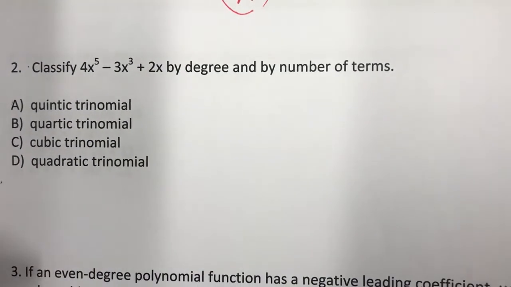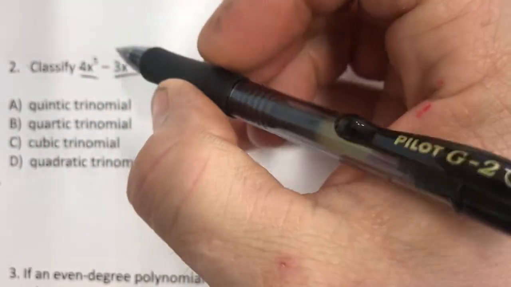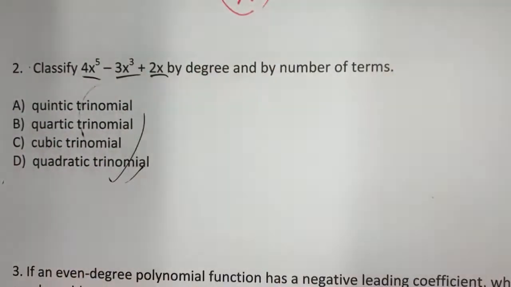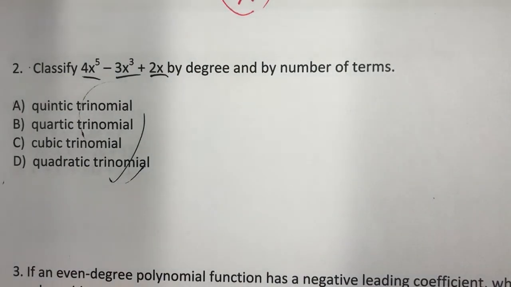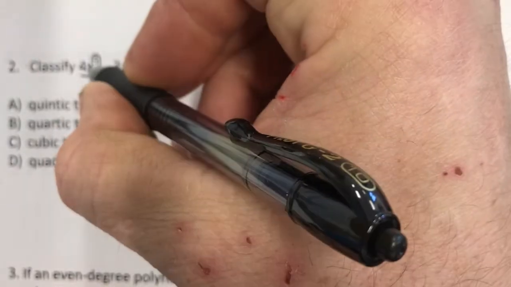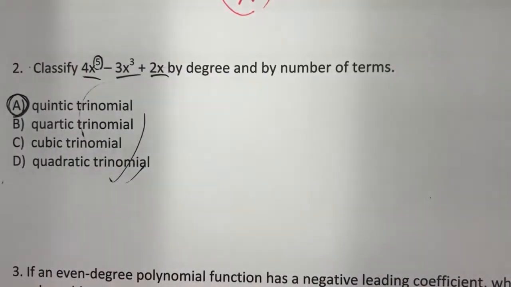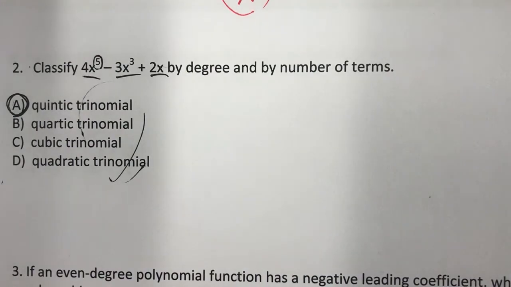All right. Number 2. Classify this polynomial by its degree and by the number of terms. All right, so we see here it's got 3 terms. So that's going to make it a trinomial, which all these say trinomial. Okay, now we look at the degree, which is to the 5th power here. That's the highest degree. So that's quintic. Quintic trinomial.